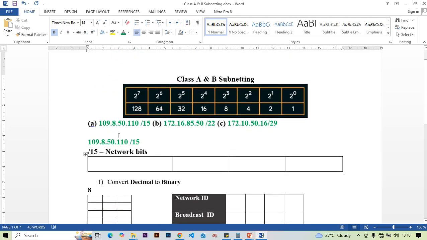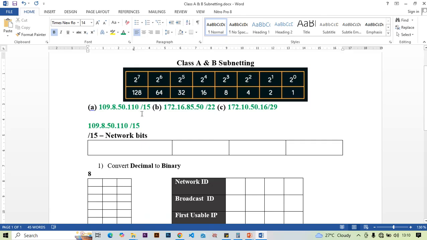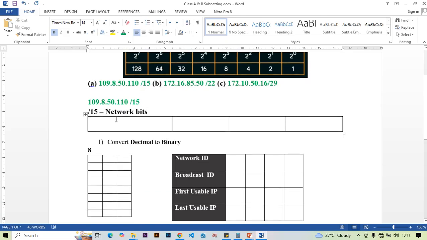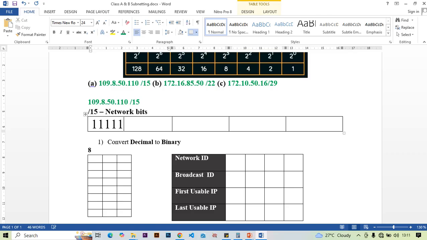Okay, so we have our first network, which is 109.8.50.110/15. First of all, /15 is the thing we shall handle first. What does this mean? This means we have 15 network bits in our given network. That means we have 1, 2, 3, 4, 5, 6, 7, 8 in the first octet, then 1, 2, 3, 4, 5, 6, 7, which makes 15, and then the 16th is a 0. That's the second octet. Then the rest will be zeros.